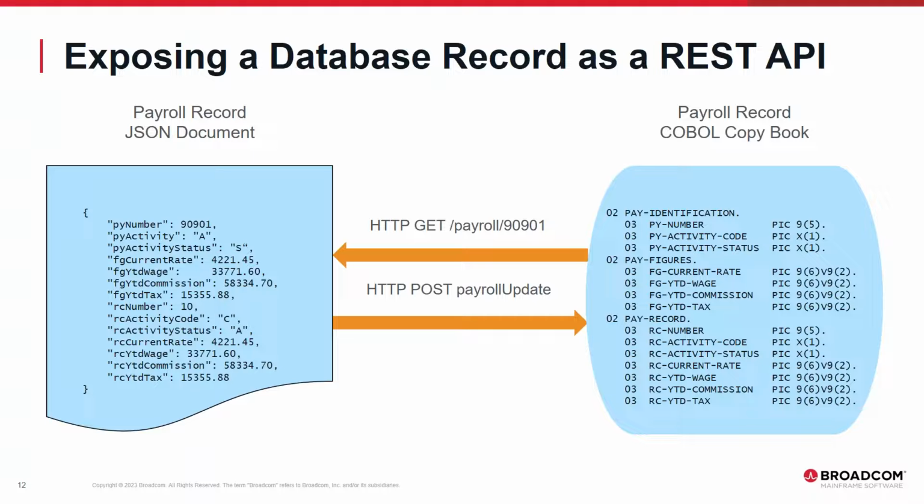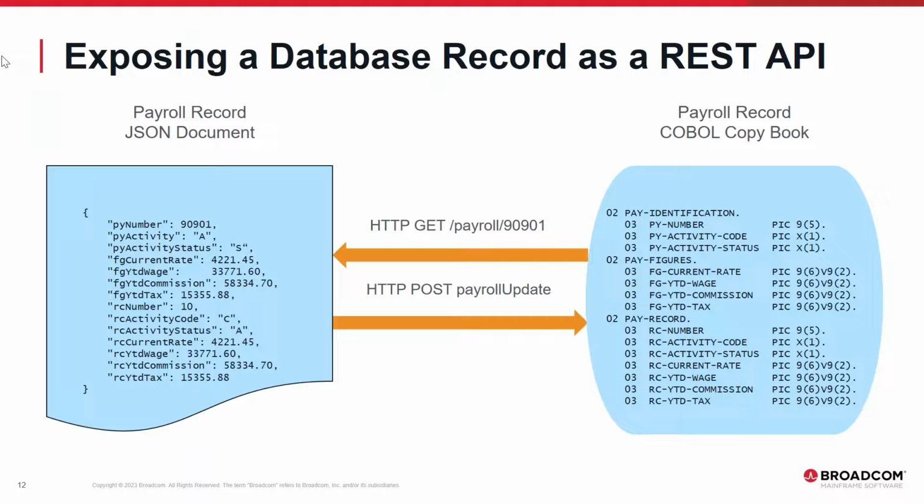Right. So what does it mean to have a database API? Well, the simplest case would be to think about a database record typically described by something like a COBOL copybook, and that maps naturally to a modern programming interface, where it could be represented as a document in XML or JSON. This shows an example of a JSON document.